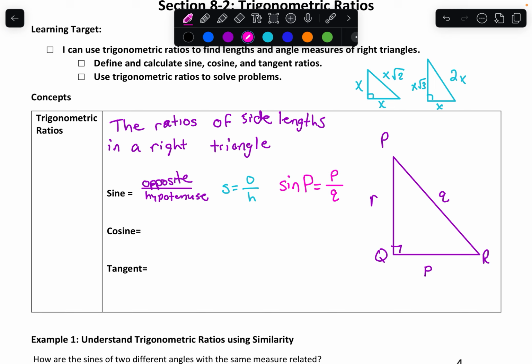So the sine of P, that weird idea, ends up just being a number. It's the number we get when we divide the length of side P over the length of side Q. That's going to become more obvious as we do some examples later.